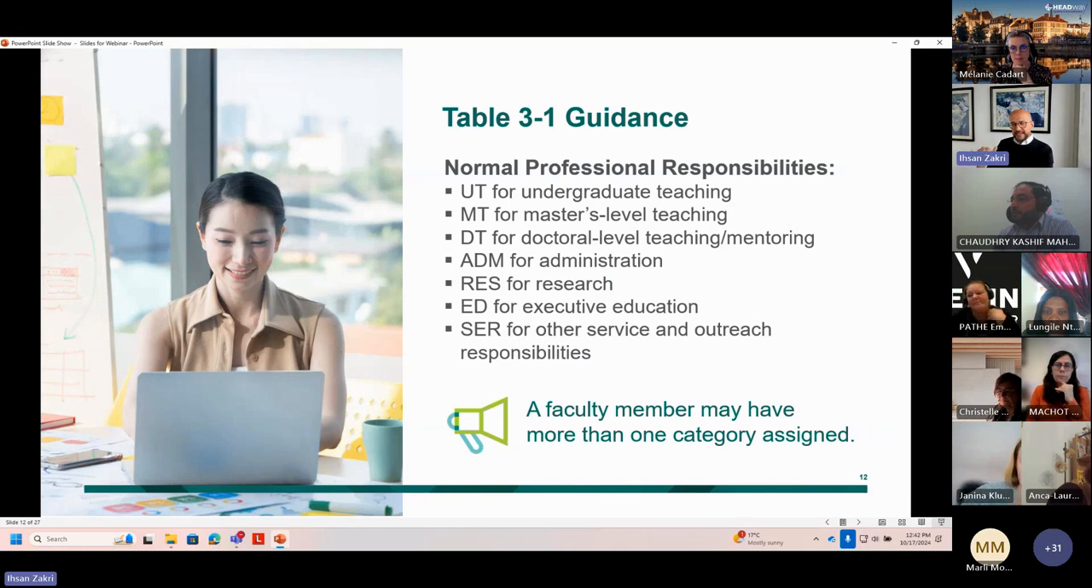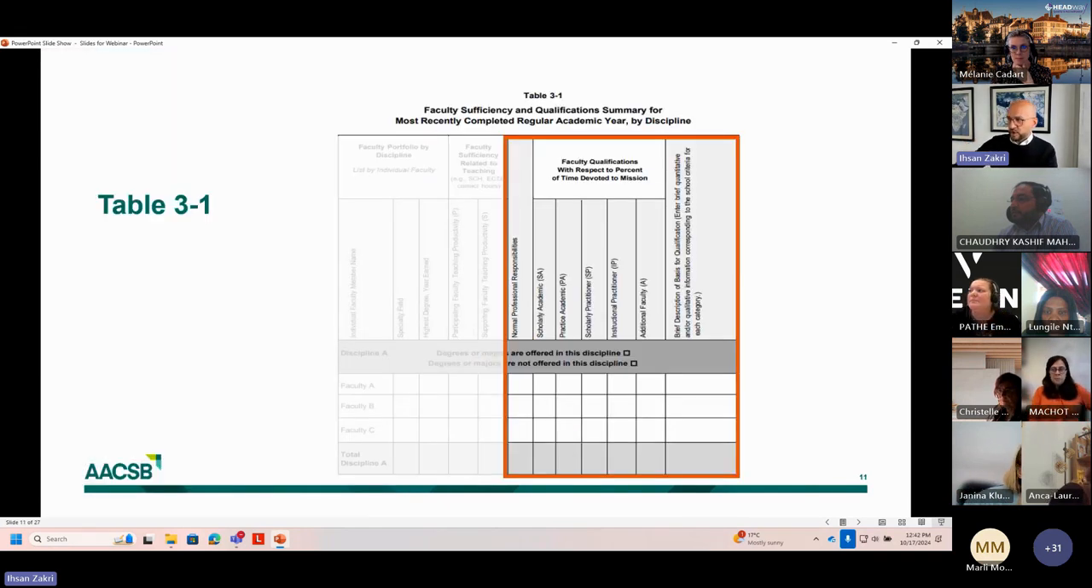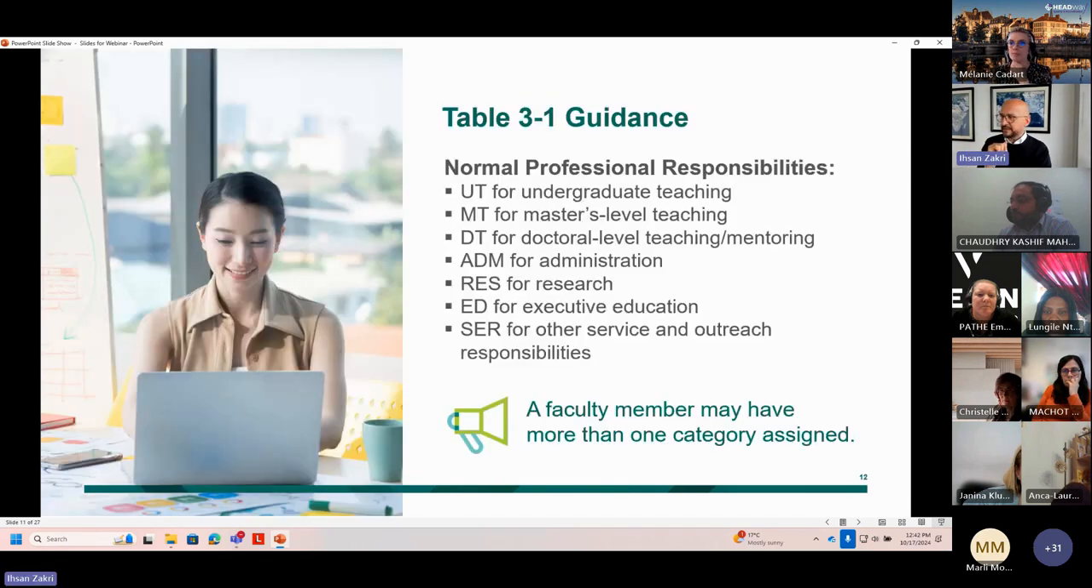This part, again, within the table. As you can see at the far left, in the red box, normal professional responsibilities. You see that, and this is how it is populated. These are provided to you. They use acronyms to show that individual you have listed.